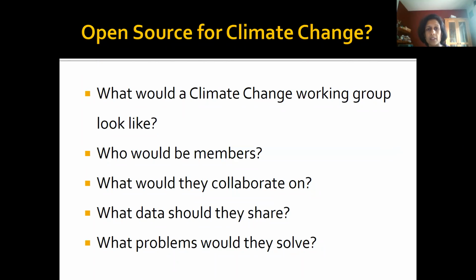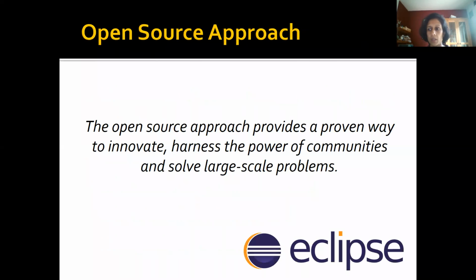I don't have the answers, but I'd be happy to talk to anybody who is interested in trying to answer these questions or pursue this line of thinking in terms of climate change using this open source approach. The open source approach provides a proven way to innovate, harness the power of communities, and solve large-scale problems. I firmly believe that this kind of open source approach could provide the perfect framework for tackling large-scale problems like climate change, and doing that at scale.